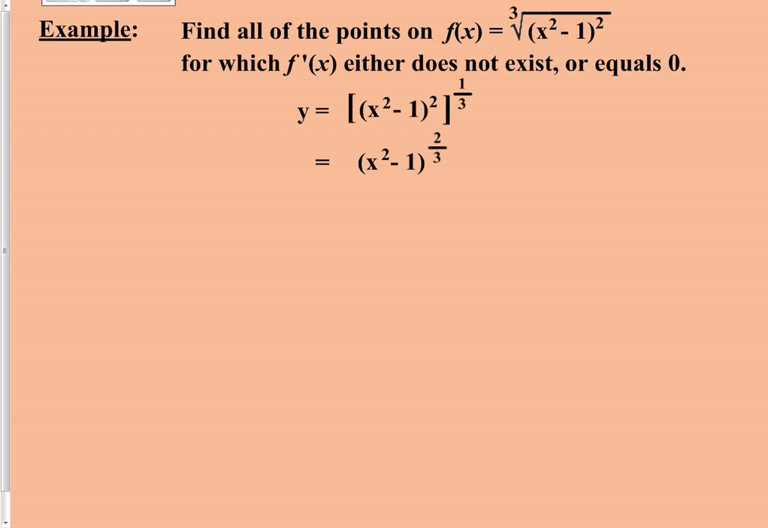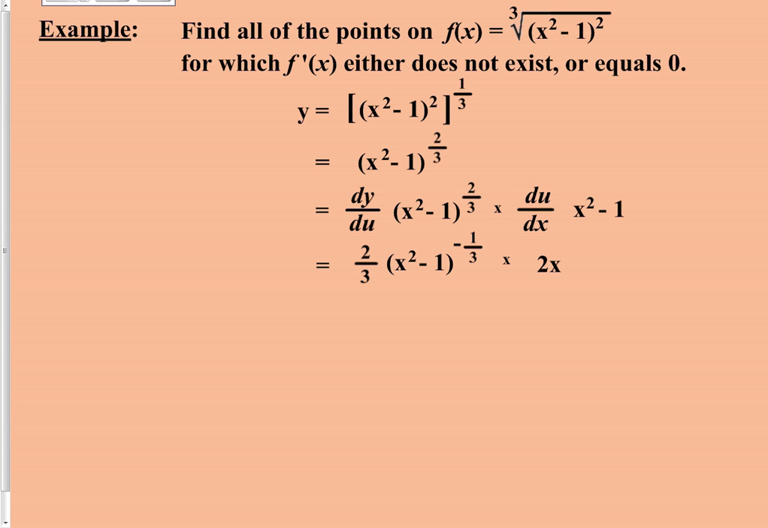Now, it should be pretty clear to see that you've got your power rule right there, chain rule as well. So here we go, walking through the steps. The derivative of y with respect to u of x squared minus 1 to the 2/3 power multiplied by the derivative of u with respect to x of x squared minus 1. For dy du, we're going to bring the power down and reduce the power by 1 unit, which will take it down to the negative 1/3. And the derivative of u with respect to x would be 2x. So there's what we're looking at on the next step.